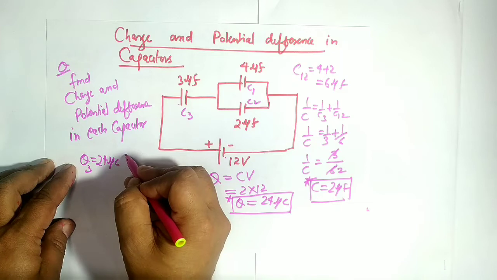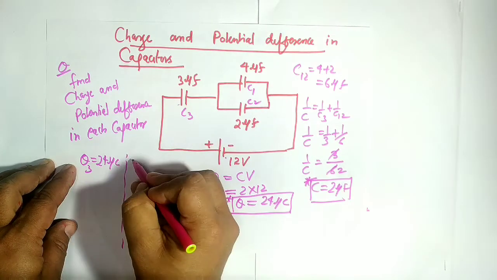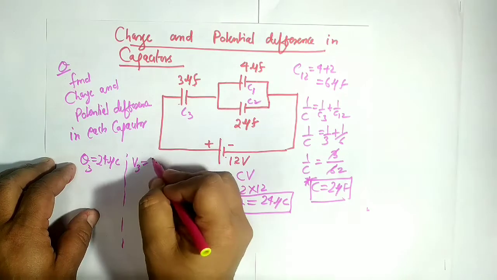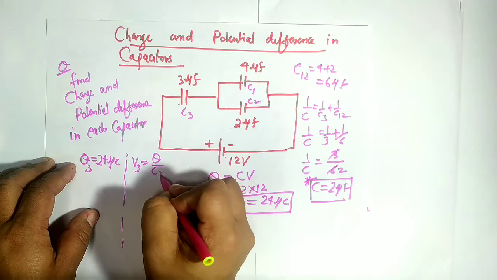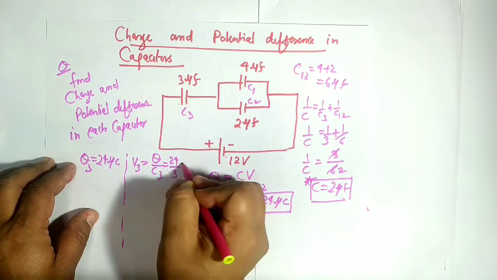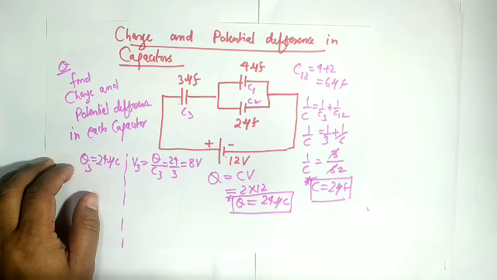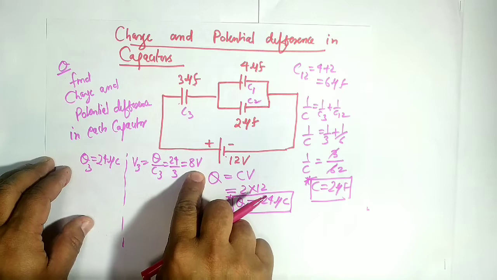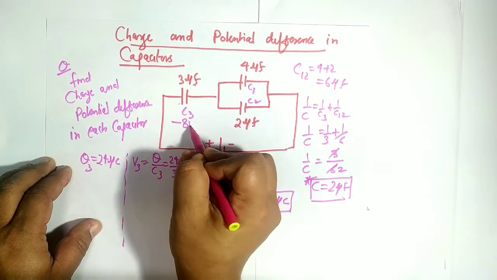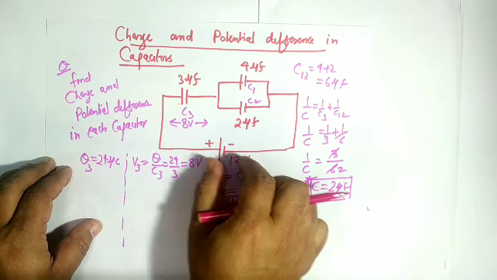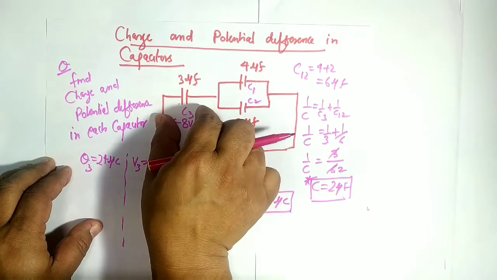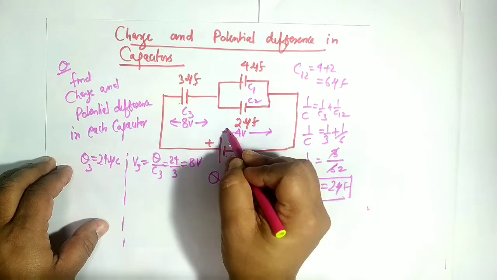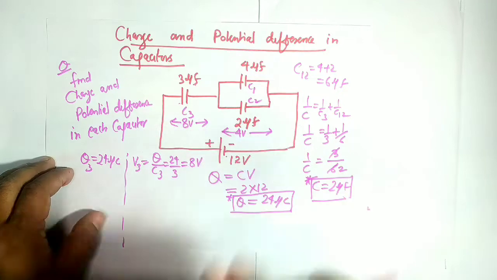Can you find out V3 in this? Potential difference across C3, yes, V3. It is Q by C, so Q by C3, that is 24 by 3. It will be what? 8 volt. So 24 microcoulomb by 3, micro will cut out, it will be 8 volt. That means 8 volt is going across C3. Got it or not? Out of 12, 8 has gone in C3. What is the remaining voltage? 4 volt. Out of 12, 8 is here, 4 will go here.